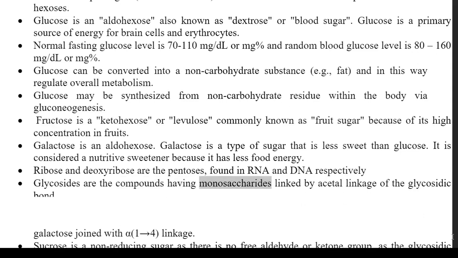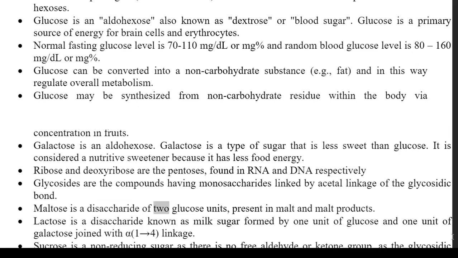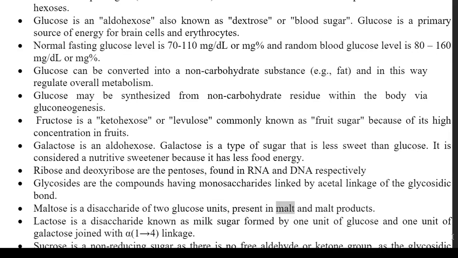Glycosides are the compounds having monosaccharides linked by acetal linkage of the glycosidic bond. Maltose is a disaccharide of 2 glucose units, present in malt and malt products. Lactose is a disaccharide known as milk sugar formed by 1 unit of glucose and 1 unit of galactose joined with alpha, 1→4, linkage.